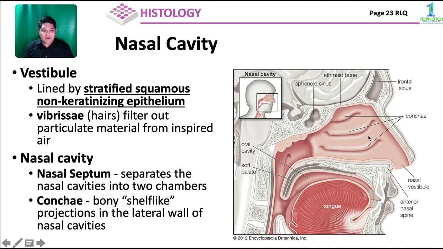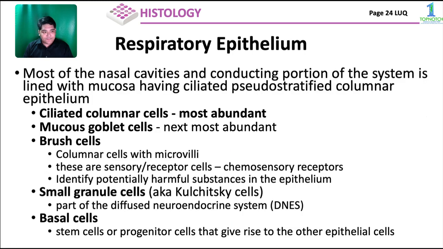Then you have your nasal cavity. Your nasal cavity, you have your nasal septum that separates the nasal cavities into two chambers, the left and the right. Then you have your concha, which is a bony shelf-like projection in the lateral wall of the nasal cavities. Now, most of the nasal cavities and the conducting portion of the respiratory system is lined with mucosa having ciliated pseudostratified columnar epithelium.